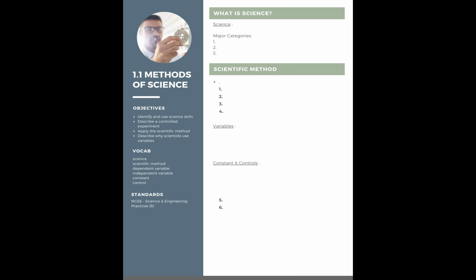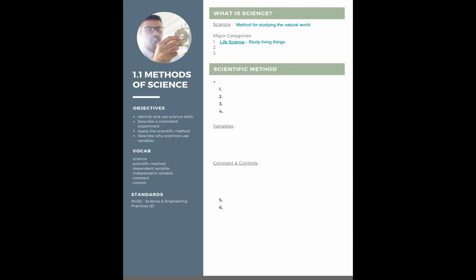Methods of science. This is going to be an introduction into your physical science class. So starting off with what is science? Science is a method for studying the natural world. Okay, so it's broken up into three major categories.